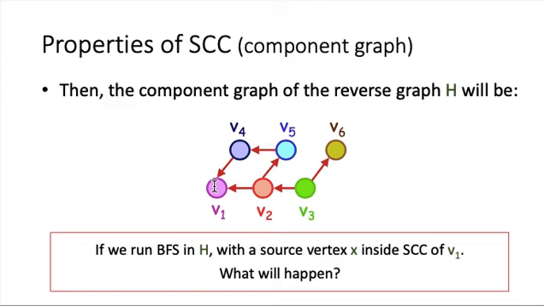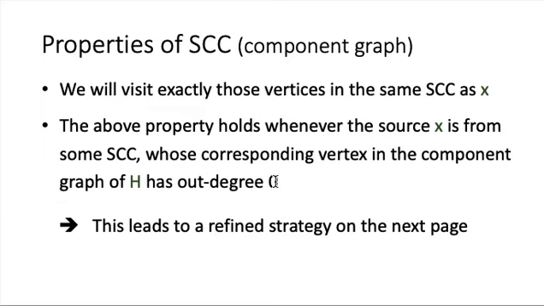What will happen? We will see that all the nodes corresponding to this little v1 are mutually reachable to each other. So when we run BFS on the source vertex inside this group of vertices, all the vertices will be reached by X. However, that's all the vertices that X can reach, because there is no way that we can go out from this SCC. So this is the summary: we will visit exactly those vertices in the same SCC as X.